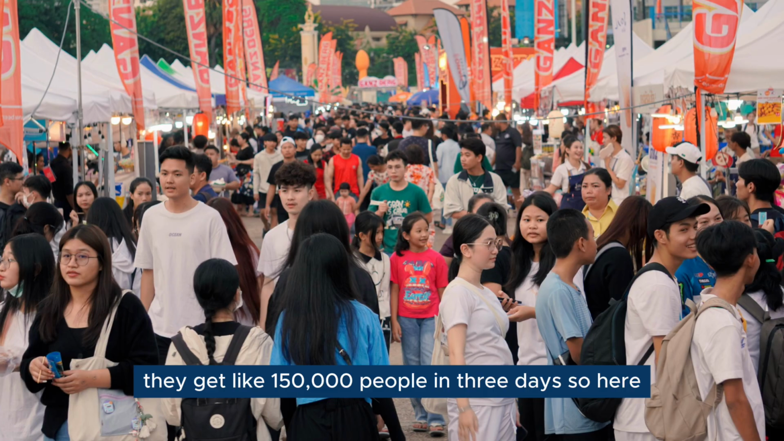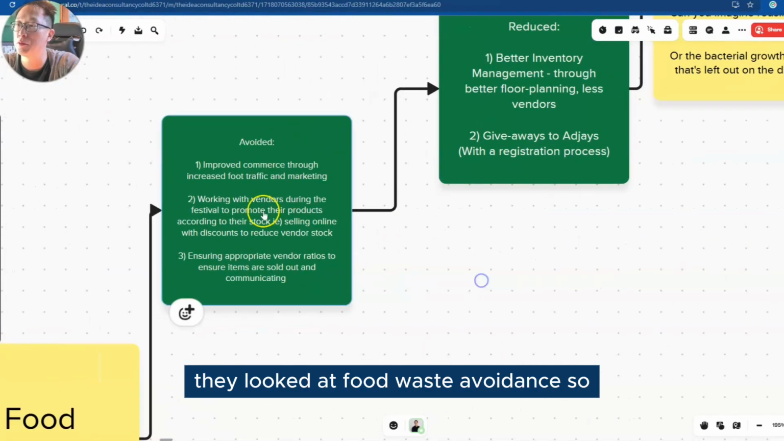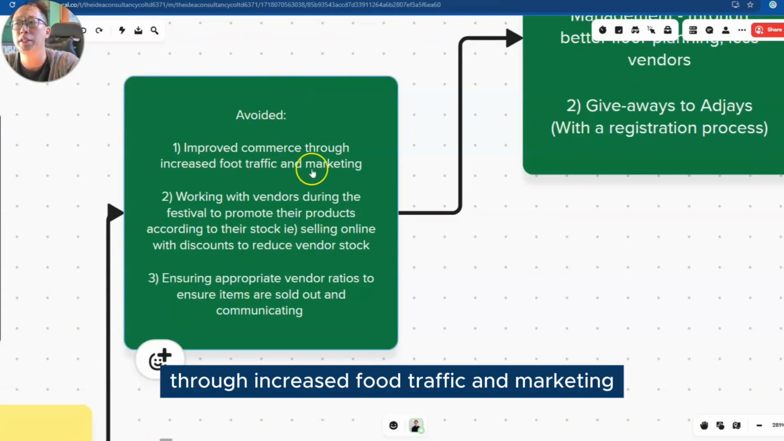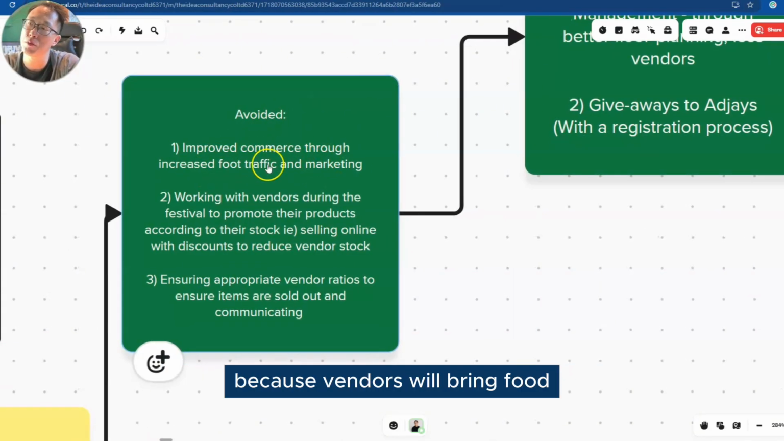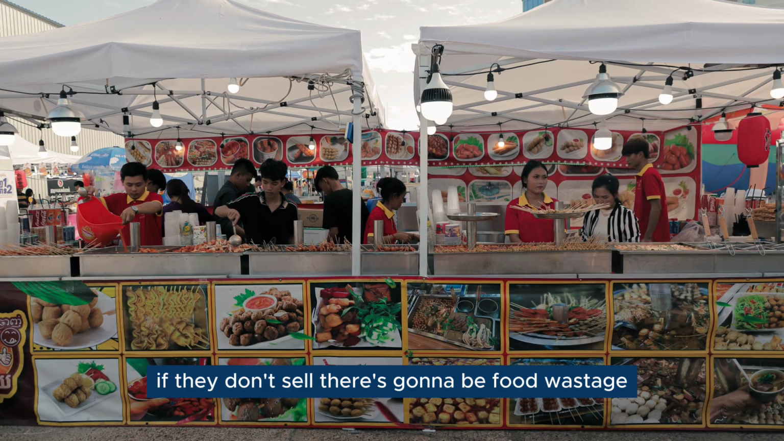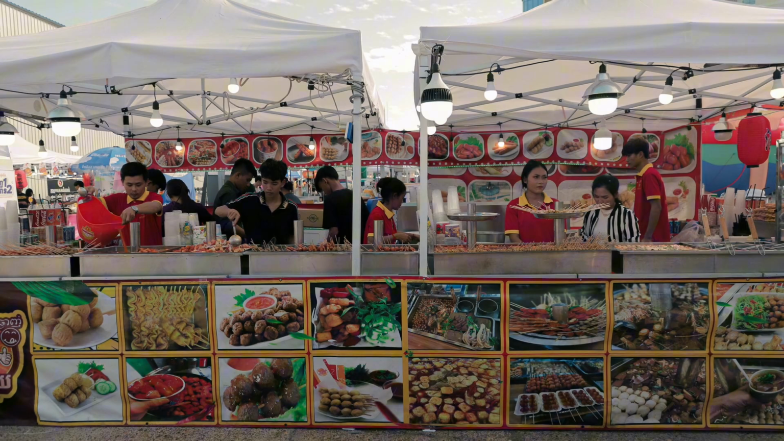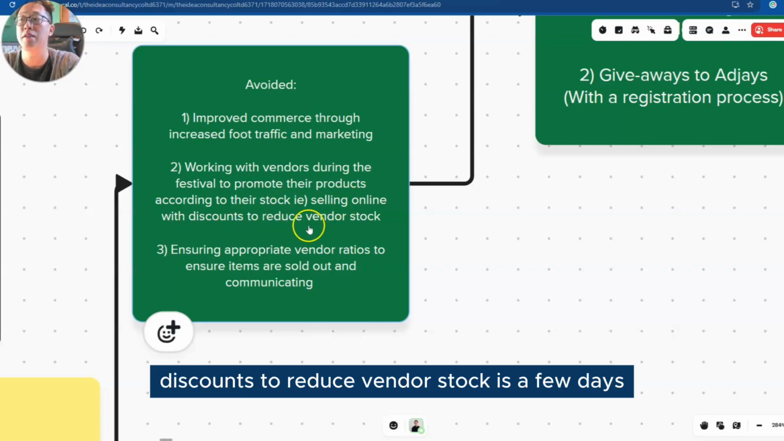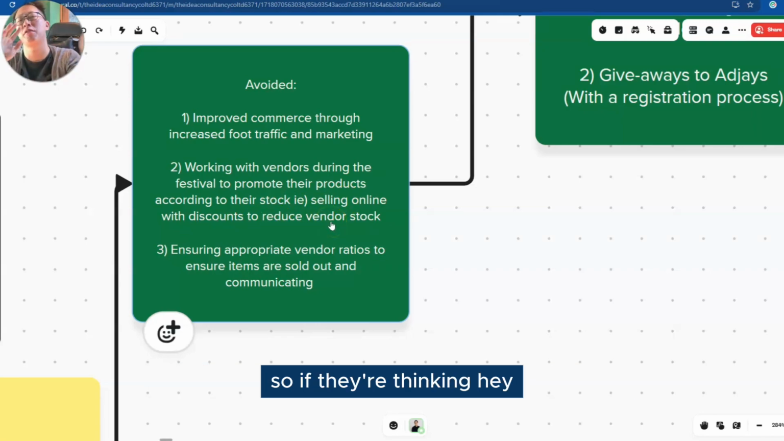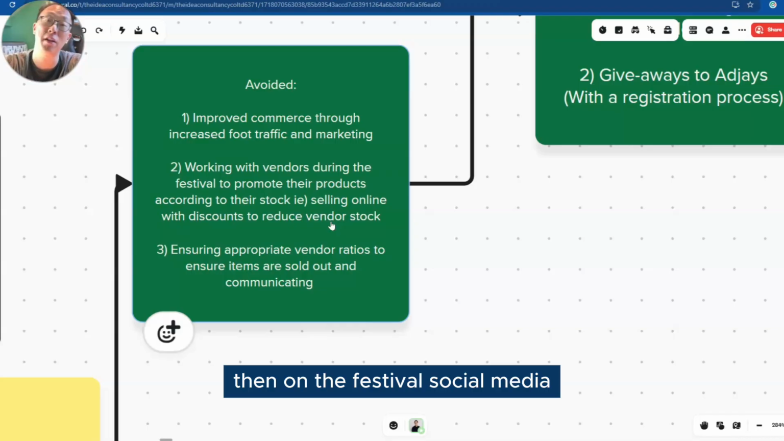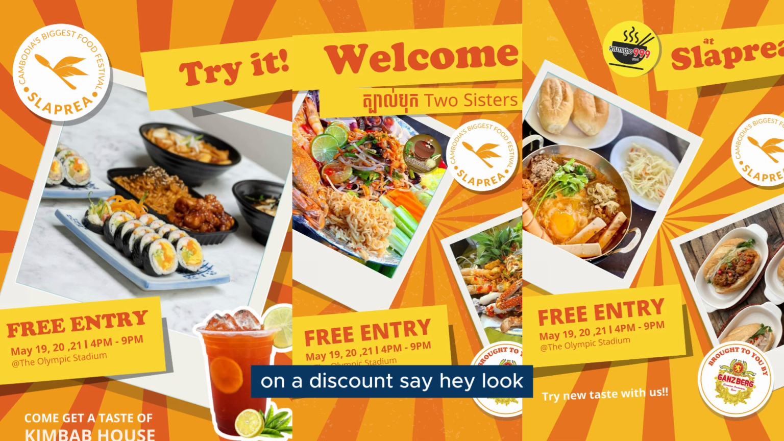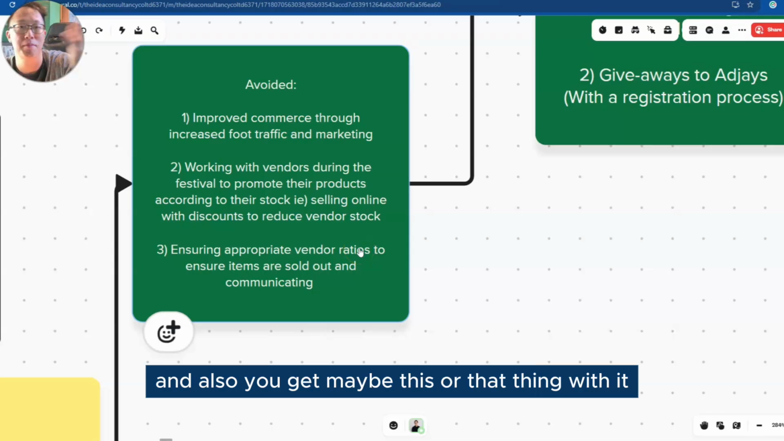So here, they looked at food waste avoidance. So you avoid waste by improving commerce through increased food traffic and marketing, because vendors will bring food, and if they don't sell, there's going to be food wastage. Working with vendors during the festival to promote their products according to their stock. So selling online with discounts to reduce vendor stock, because it's a few days. So if they're thinking, hey, we're going to have leftover of this, then on the festival social media, they would just promote particular products on a discount and say, hey, look, this is happening right now. You want to come and eat it? And also you get maybe this or that thing with it.